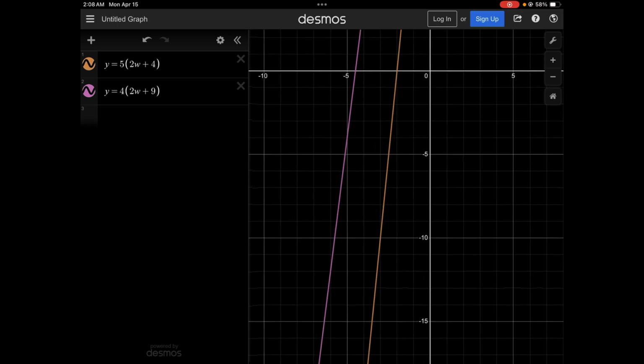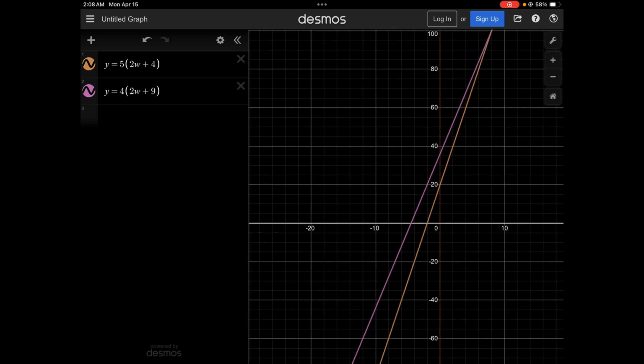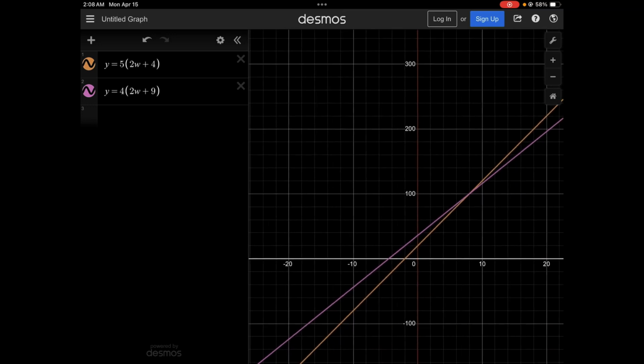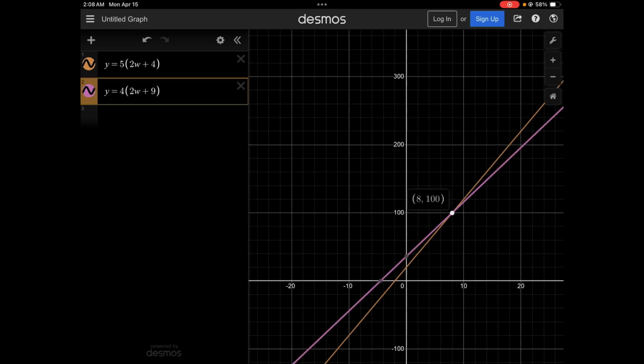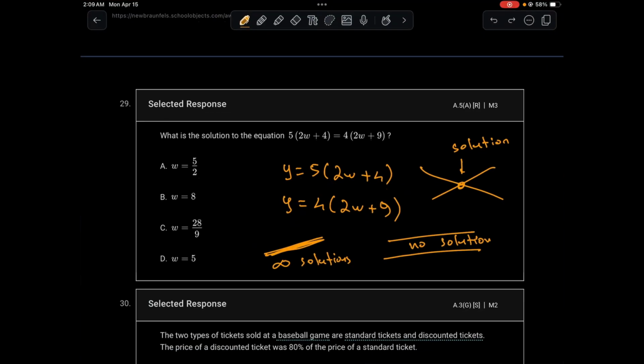If you look here, maybe they don't intersect, they're parallel. But if you zoom in, and in particular if you change the scale of the y-axis, you see that they actually intersect, and the solution is 8 for x and 100 for y. But what is w? What is it, 8 or 100? Well, w plays the role of the x, so the solution would be 8. Let's see. Yes, I have an 8 here. That would be the solution.